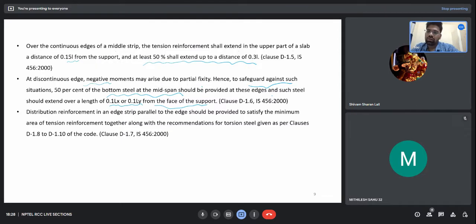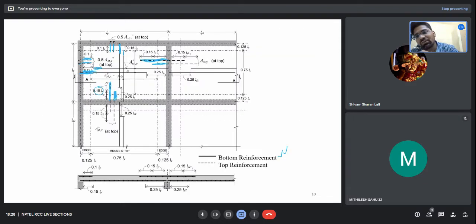Okay. Now, distribution reinforcement in the edge strip parallel to the edge shall be provided to satisfy the minimum area of tensile reinforcement. Okay, so based upon the requirement of tensile reinforcement, we will always provide bars like this, but now the code asks me to provide bars parallel to the edge into the edge strip like this. So these are distribution bars. They are also to be provided in order to fulfill the area of reinforcement required, and this reinforcement will be parallel to the edge. For this edge it will be like this, for this edge it will be like this.